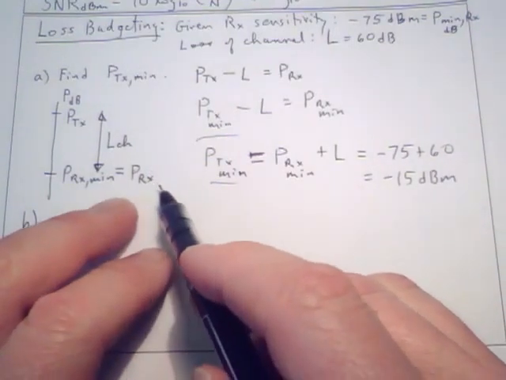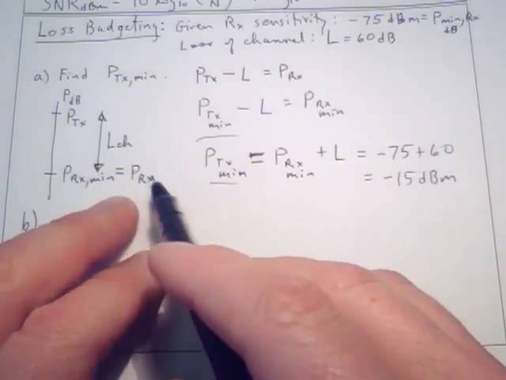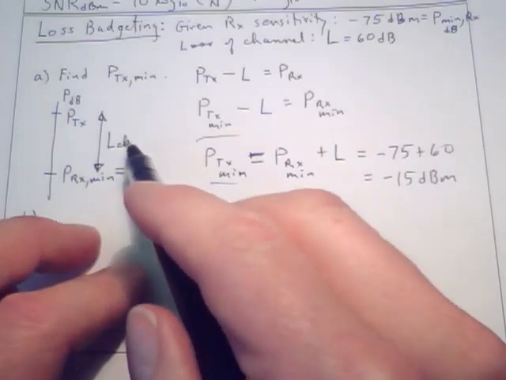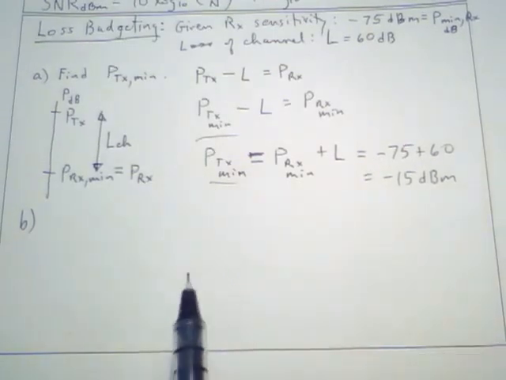Okay, and that would, by the way, leave you with what's called a system margin of 0. In other words, there's no margin of error. The channel loss can't go up at all, or else you're going to lose your channel.